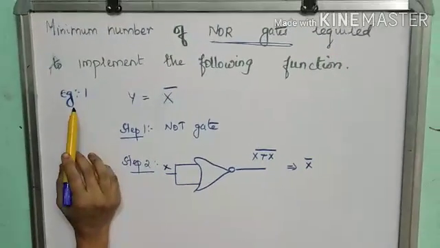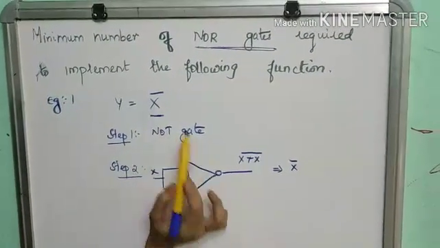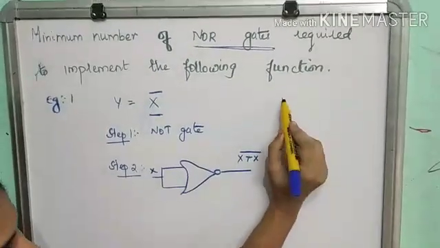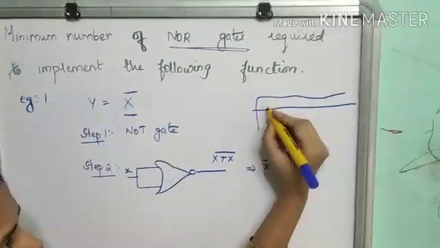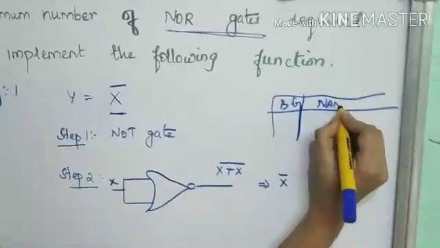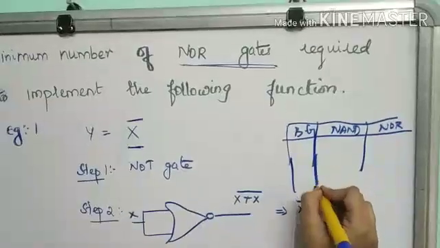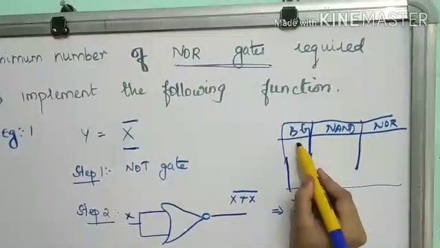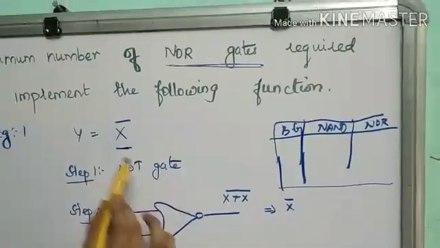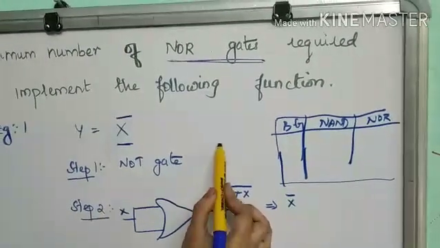Now, let's see the first example. y is equal to x bar. This is also called a NOT gate. In our last session, we saw a tabulation with basic gates, number of NAND gates and number of NOR gates. In the basic gates we had the OR gate, AND gate, NOT gate and so on. On seeing the question itself, we can say that for a NOT gate we require a minimum of 1 NOR gate.